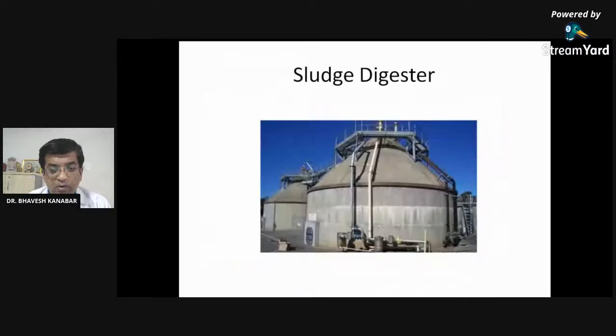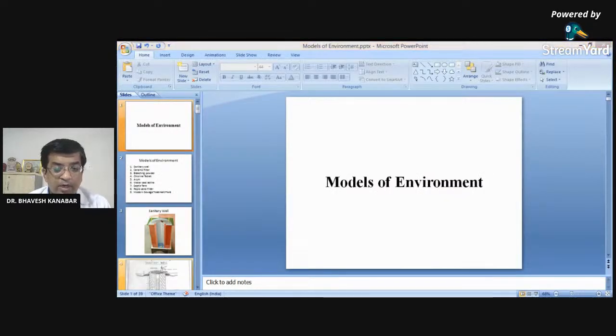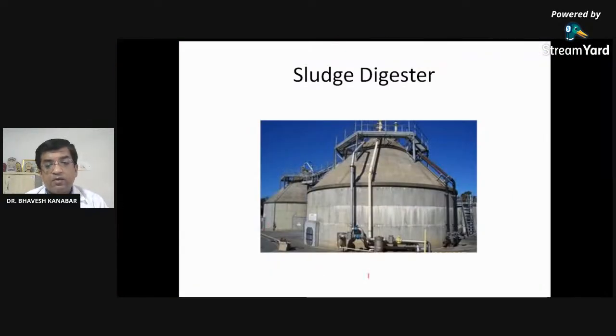We have discussed models of environment, in which we have discussed sanitary well, rapid sand filter, then this smokeless chulla, sanitary latrine, septic tank. So many models of environment we have discussed, and you can write them down in your journal whenever this is available as a recorded video on YouTube. And I will be giving you a link of the assignment soon in our group.